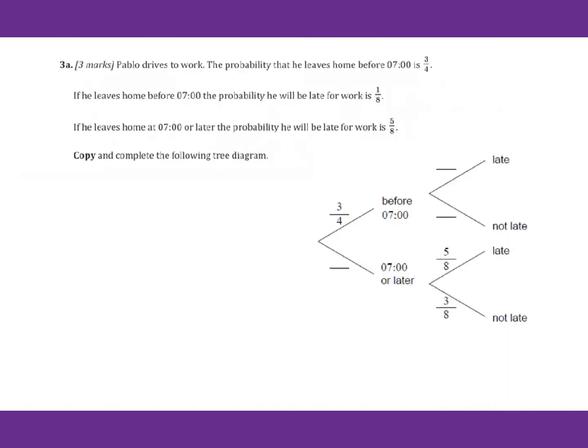Now let's go to 3A. Pablo drives to work. The probability that he leaves home before 7 o'clock is 3/4. If he leaves home before 7 o'clock, the probability he will be late for work is 1/8. If he leaves home at 7 o'clock or later, the probability he will be late for work is 5/8. Copy and complete the following tree diagram. 3/4, so 1 minus 3/4 will be 1/4.